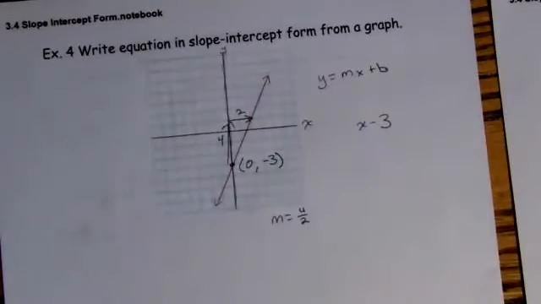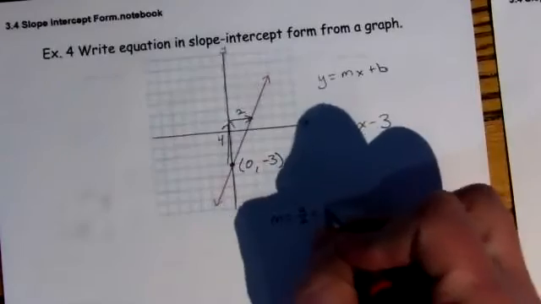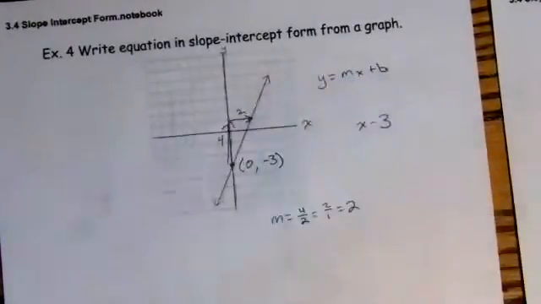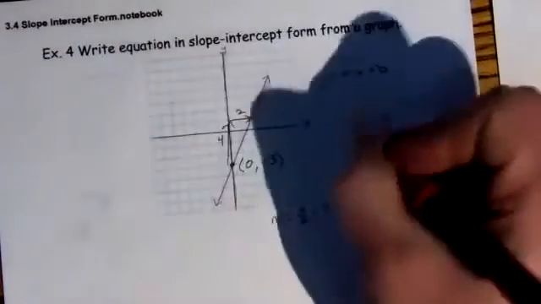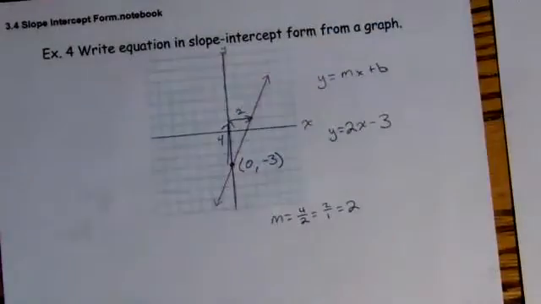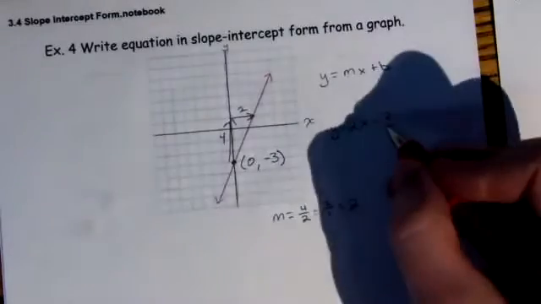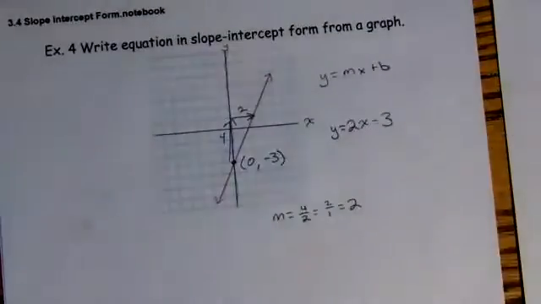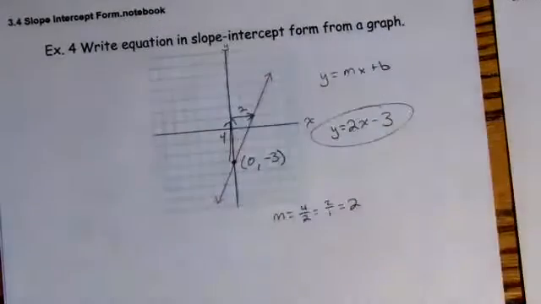This is where we need to simplify it. You're not going to do 4 over 2. You actually need to simplify. Well, 4 over 2 is the same thing as 2 over 1, which can also be written as 2. So our slope here is 2. So then we have y equals 2x minus 3. Our y-intercept is -3, and our slope is 2. Okay? So that's how we create an equation based on a graph.